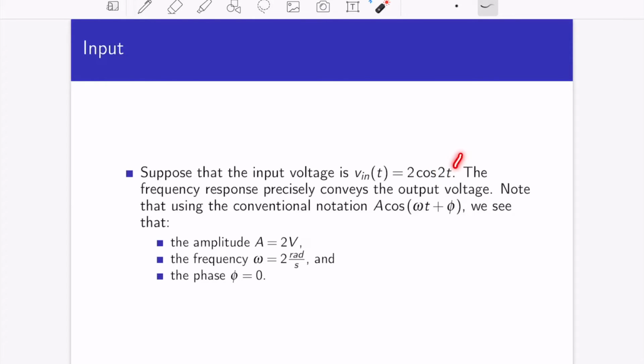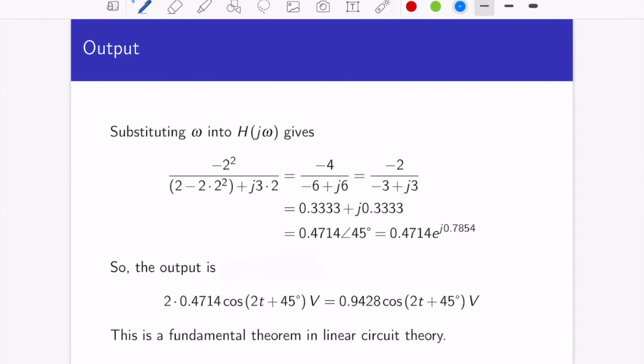The angular frequency, omega, is what's in front of the t, so that's 2 radians per second. And we don't have an angle after the t, right? So we could write this as 2 cosine 2t plus 0. So that 0 is our phase angle. Okay? So there's our input. Let's see what the output would be.